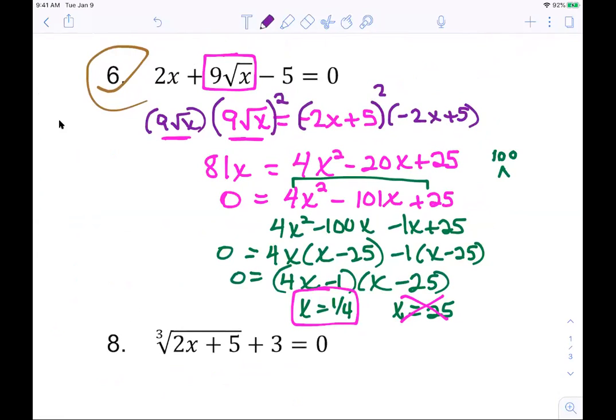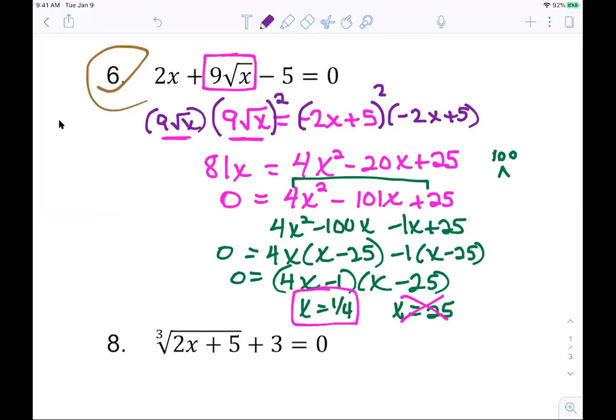So we got the 9 root x by itself, squared both sides, did some FOILing, and then some factoring, and we were able to solve. We have to check that solution. All of these you really should be doing a quick check. Some of them are a little harder to do mentally, so you might need to plug them in your calculator to make sure it works.